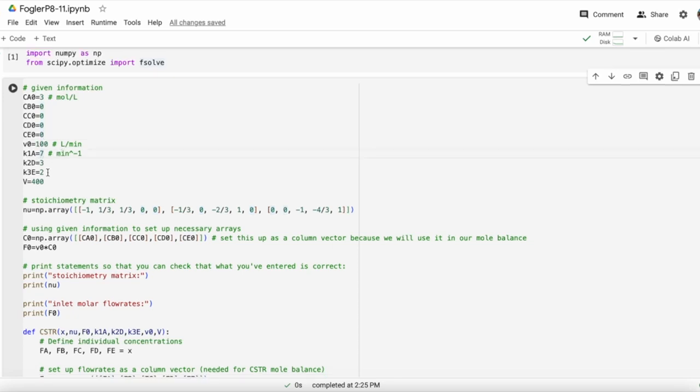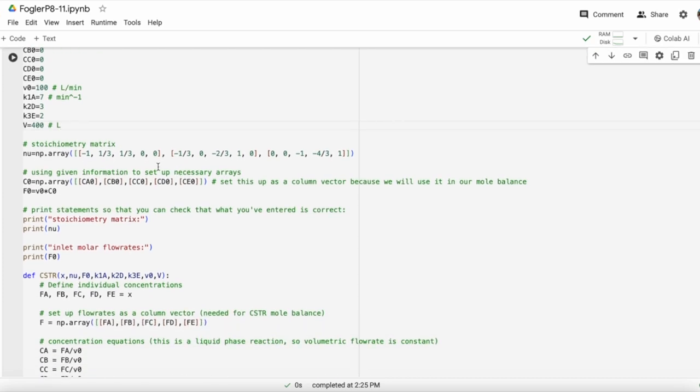All right, so I got my rate constants here. I'm using my CSTR volume. That's going to be 400 liters. Next thing I'm going to do is define my stoichiometry matrix. We use the Greek letter nu to denote stoichiometric coefficients. So I'm going to call that my stoichiometry matrix nu.